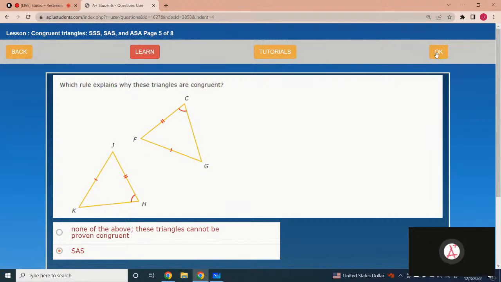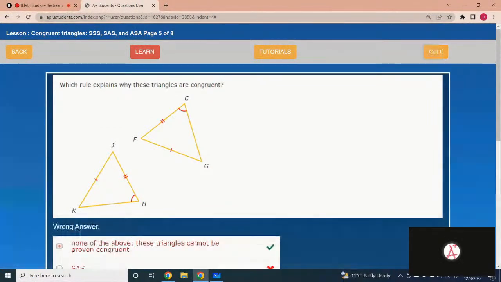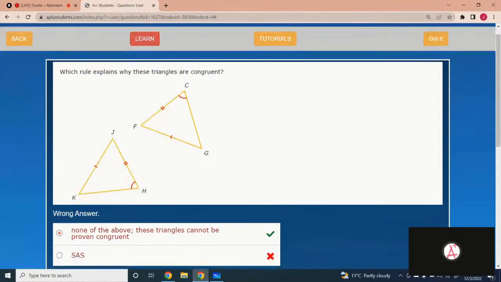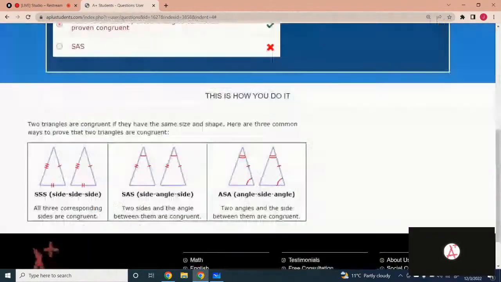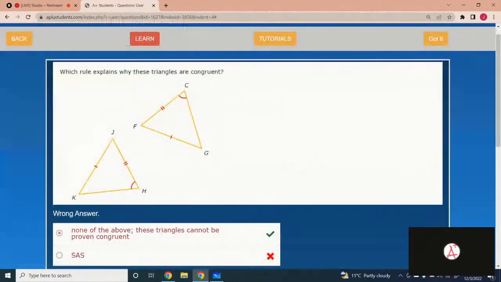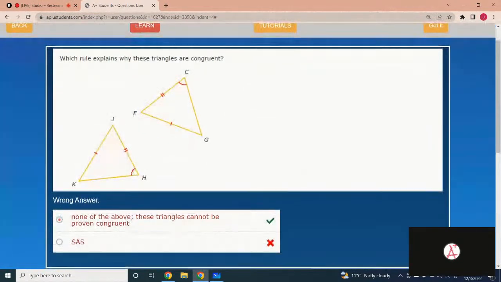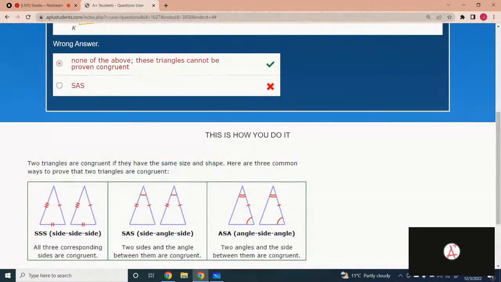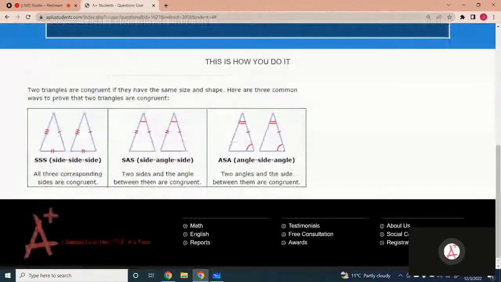Side angle side is the correct option because two of the sides and one of the angles in both triangles are congruent. So the correct option is side, angle, and side. Got it, everyone? Just select the correct option and click on the OK button. Why? But the triangles are congruent. Oh, okay, got it.